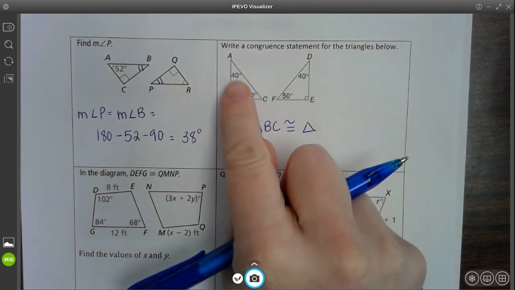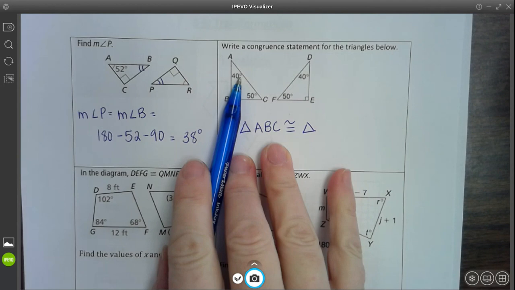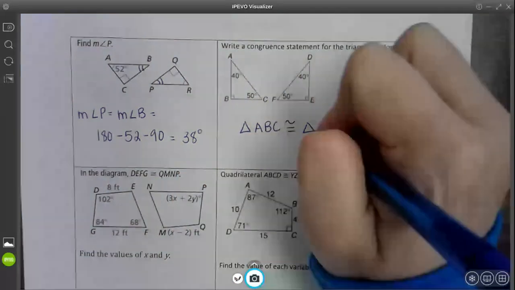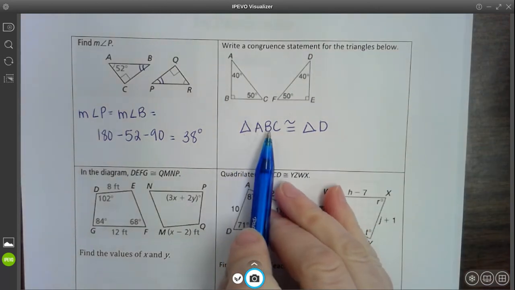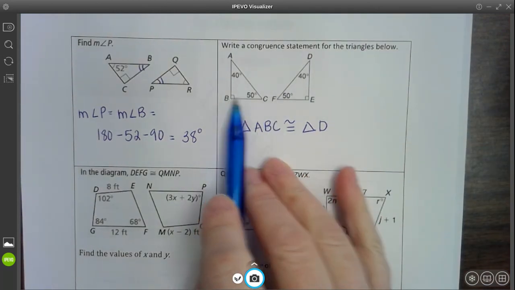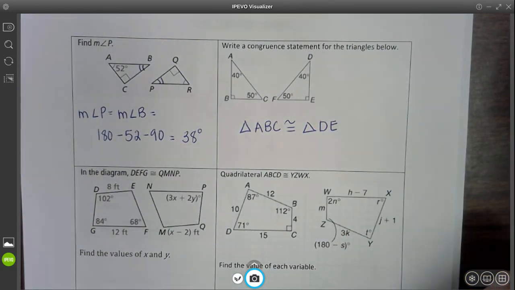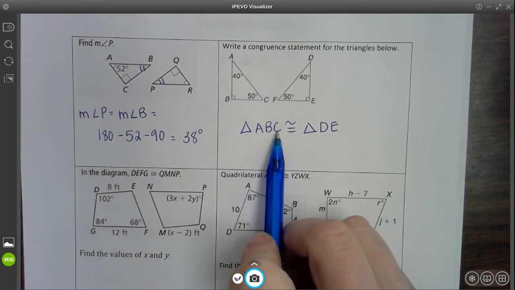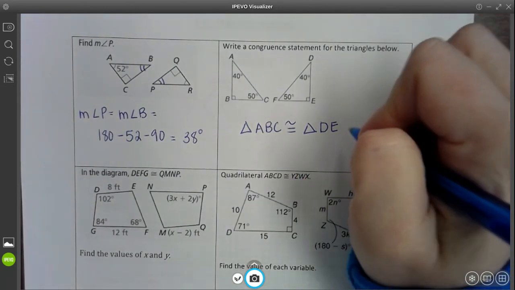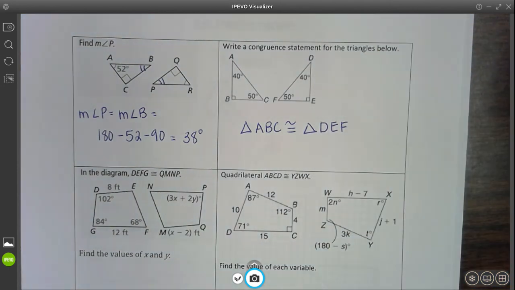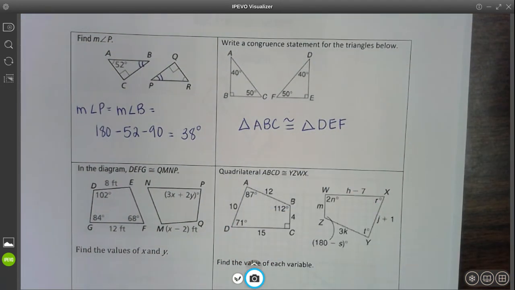triangle. Now, the A is first, and A is 40 degrees. What's the 40-degree angle here? It's D. So D has to go first in the second part of the statement. Okay, next is the letter B. B is marked with a 90-degree angle, and E is marked with a 90-degree angle. So B and E are corresponding. Okay, and then finally I have angle C. C is 50 degrees, and here F is 50 degrees as well. So therefore we will write C and F in corresponding parts.